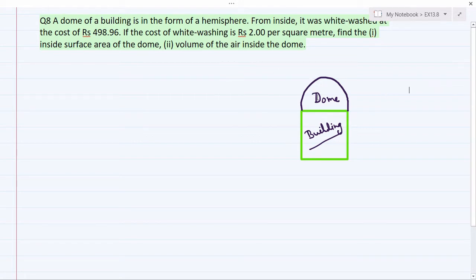Here in this question you have two parts. First of all, you have to find out the inside surface area. Suppose this is a building and you have created a dome over here on the top of this building, right? You want to whitewash this dome from inside, right? Now they have given us that the total cost of whitewashing is rupees 498 rupees 96 paisa, where the cost per unit is rupees 2, right? Now from here you have to find out the inside surface area. Okay, let us begin with this question.